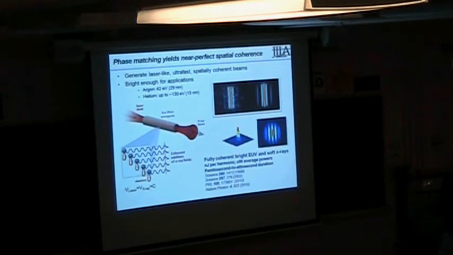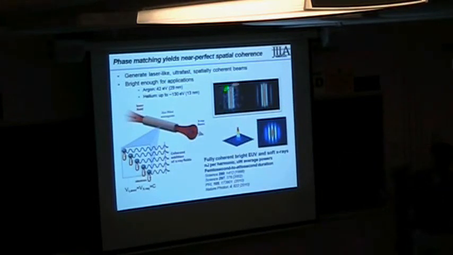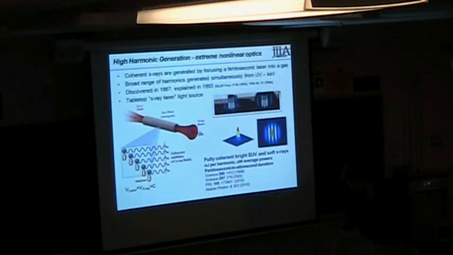And so we can demonstrate the spatial coherence by doing double slit measurements, and we see full fringe visibility with 2 pinholes. So basically that means you have nice spatially coherent light. And so this is just some first work towards the water window where we're trying to push that wavelength down to where it's useful for biological imaging.